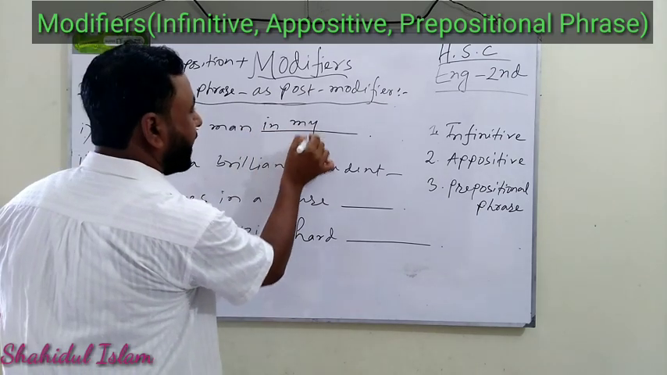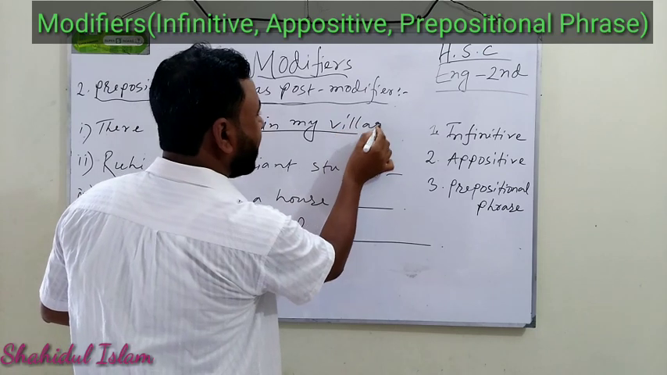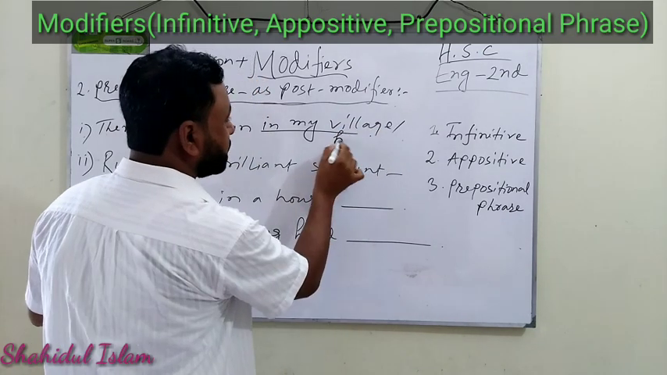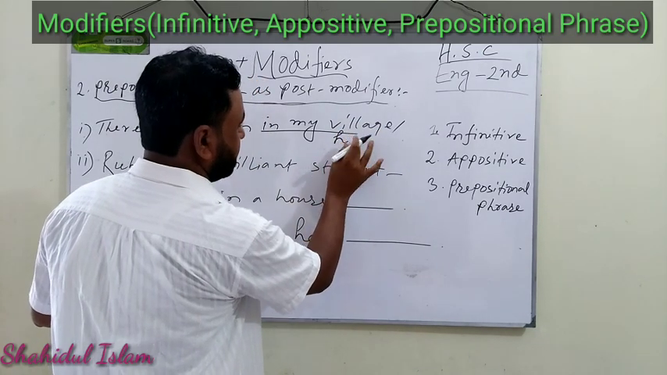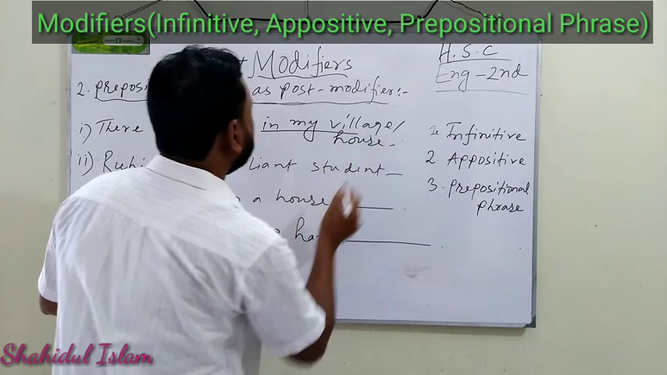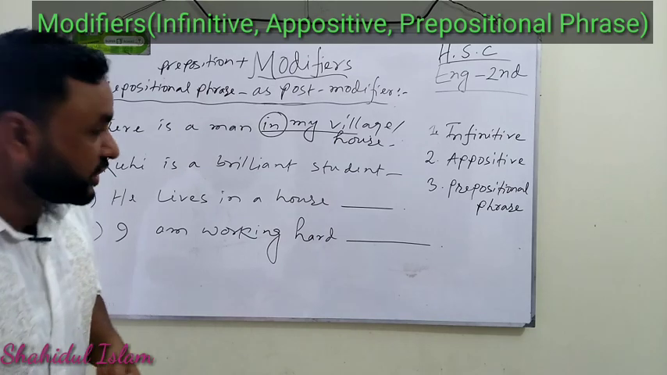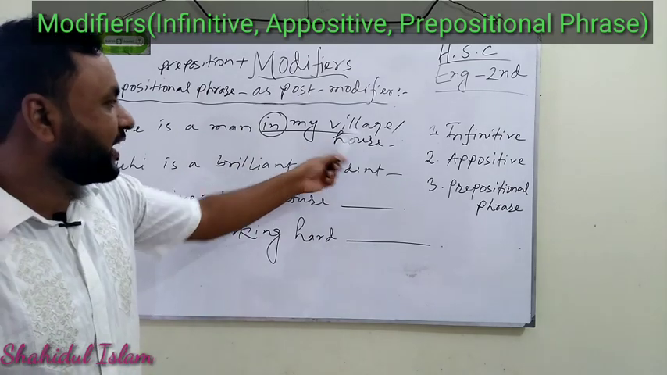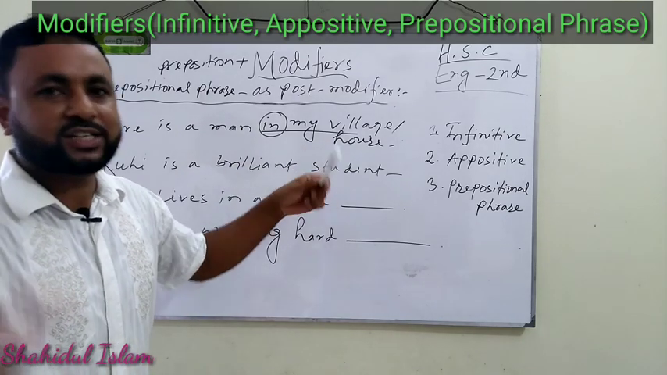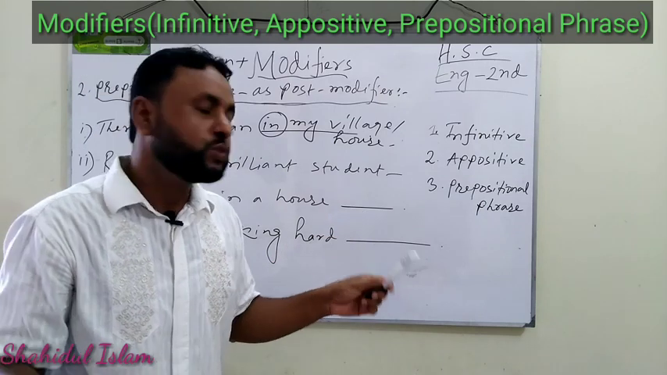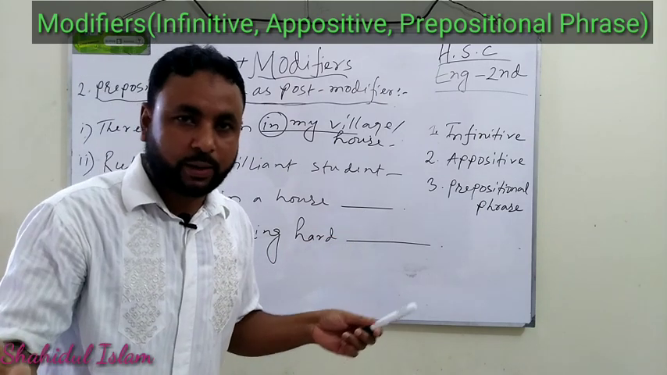In my village, or in my house you can use. There is a man in my house. You know that this is the preposition. In my village, in my house, in my room, etc. You can use any kind of words by adding any kind of preposition.